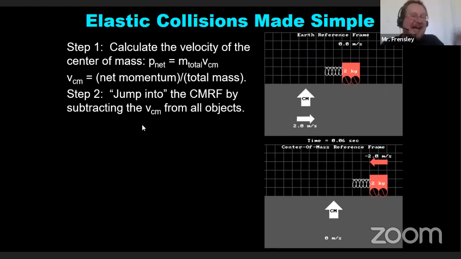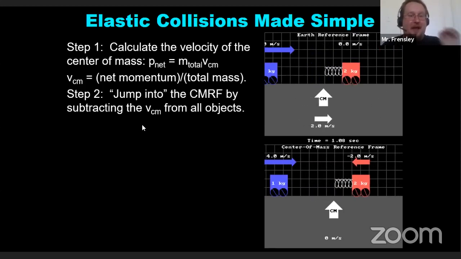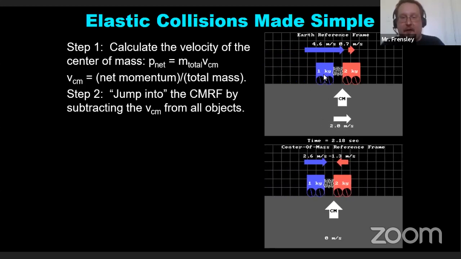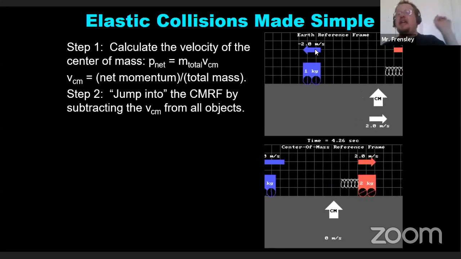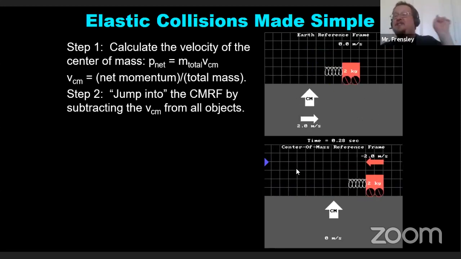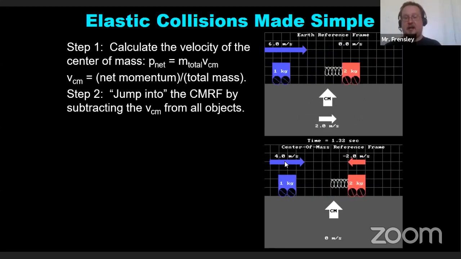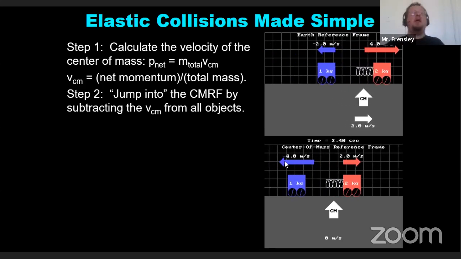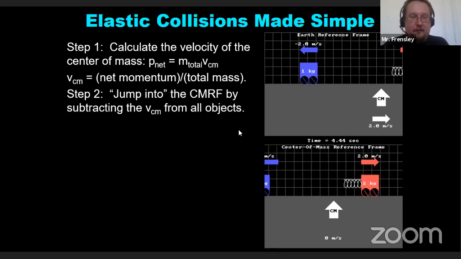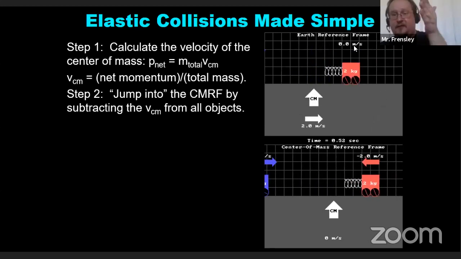So how do you jump into a new frame of reference? You subtract that frame of reference's velocity from everybody. So look carefully. In the Earth frame of reference, it's 6 rightward meters per second. In the center mass reference frame, it's 4 rightward meters per second. You subtract the center mass's velocity from everybody to jump into the center mass reference frame. In the Earth frame of reference, 0 meters per second.